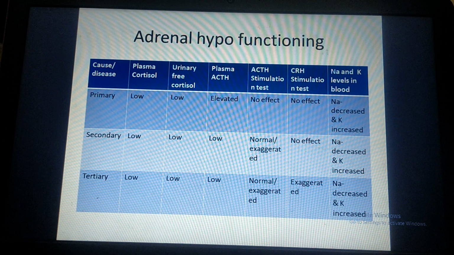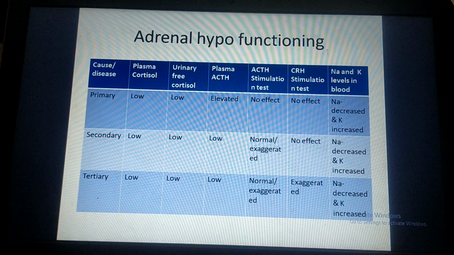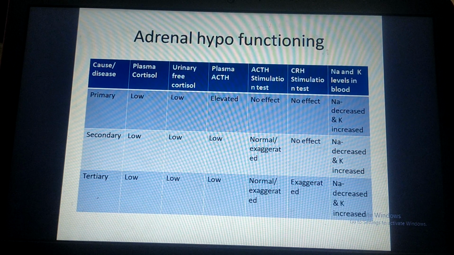Now if you perform a CRH stimulation test in the secondary case, this CRH, which is given externally intravenously, acts on the pituitary gland. As the pituitary gland is defective, it does not respond to the CRH and there is no synthesis of ACTH, and hence the cortisol level is not affected. Again here, due to deficiency of cortisol, the sodium level decreases and the potassium level increases.